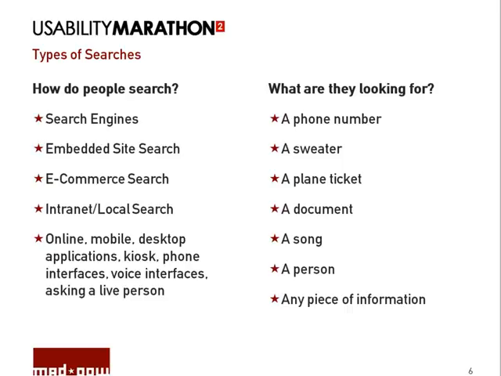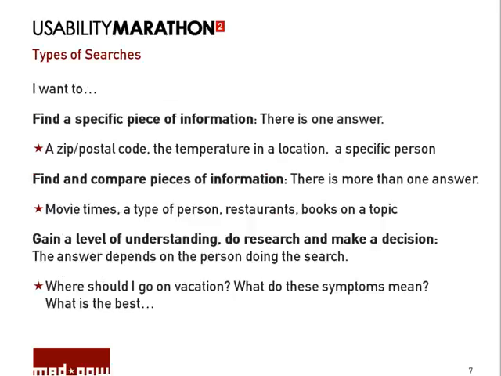And people are looking for different types of things. They might be looking for a phone number, a sweater, a plane ticket, a document, a song, a person, or basically any piece of information. But the information's different. Sometimes it's a very specific piece of information, and there is one answer, and you're looking for the right answer, which could be a specific zip code or postal code. It could be the temperature in a certain location, or it could be a specific person. So there is only one answer. You're looking for the temperature, the postal code, this specific person.